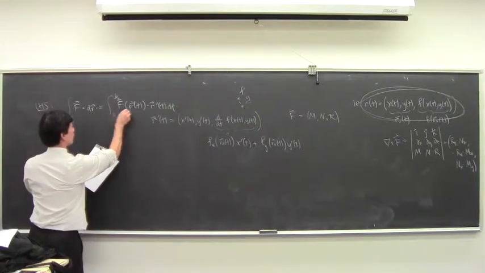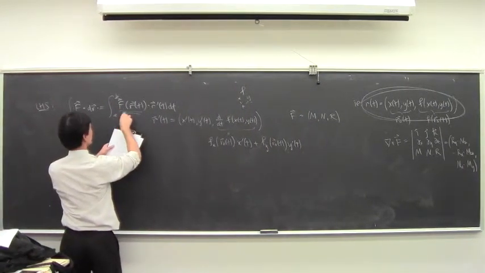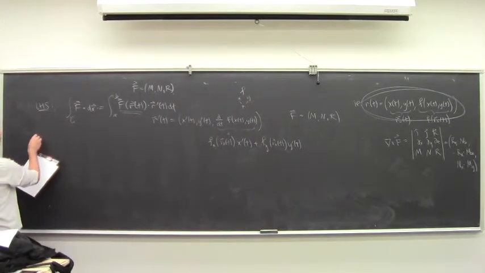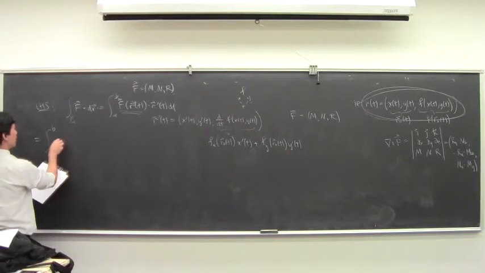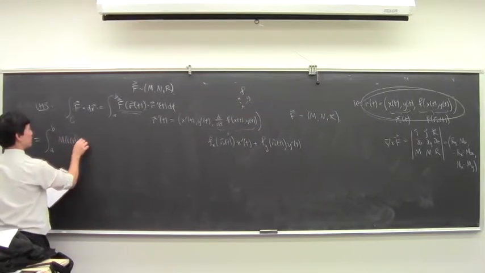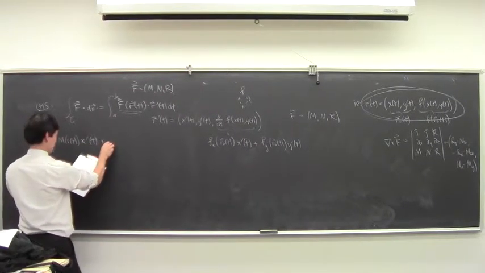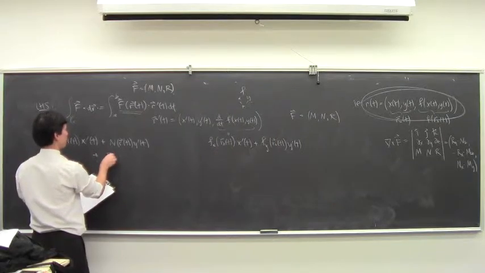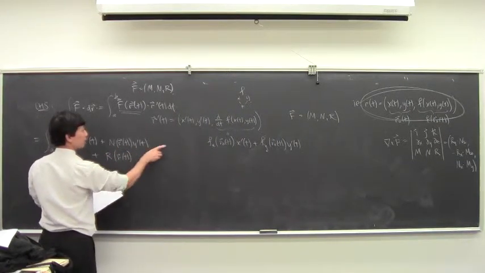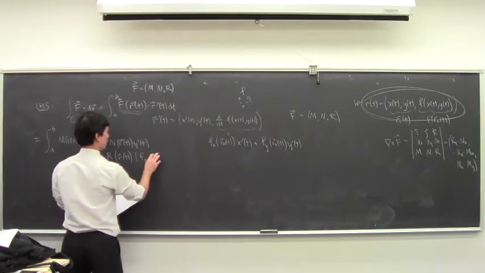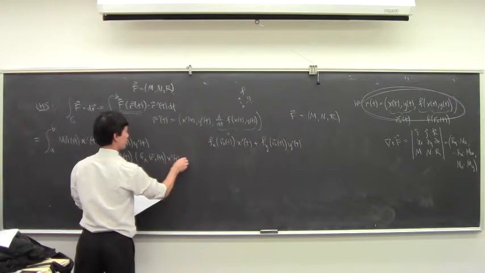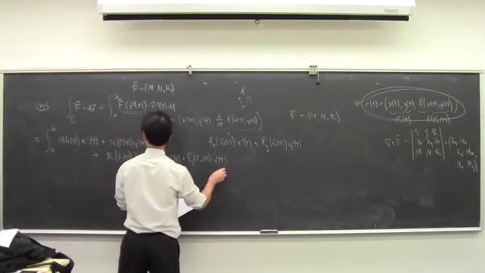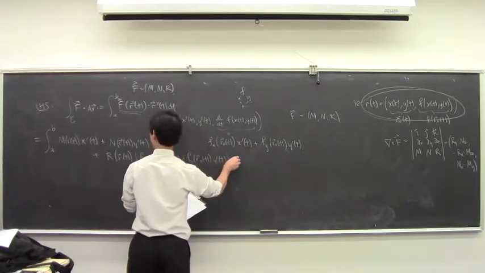So putting that all together, remember our notation for F was M, N, and R. So this turns out to be M of r(t) times x prime t plus N of r(t) y prime t plus R at r(t) times that thing, right? f sub x r naught t x prime t plus f sub y r naught t y prime t dt.